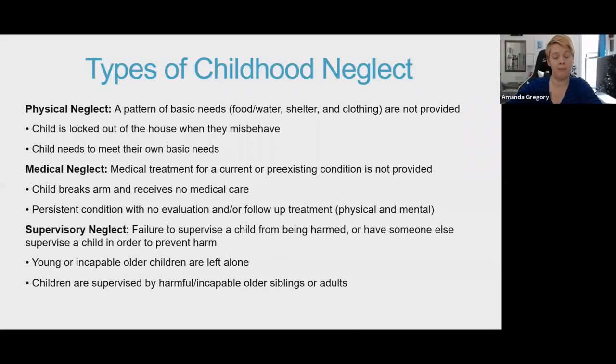Medical neglect. This is when medical treatment for a current or pre-existing condition is just not provided. This could be times when a child breaks their arm and doesn't receive medical care, or has a condition and doesn't receive an evaluation or follow-up treatment. This can be physical or mental health, so that's important to note as well. Sometimes we come across adults who, it's been fairly obvious, probably had some mental health issues as a child and never received treatment. That can also be a type of child neglect.